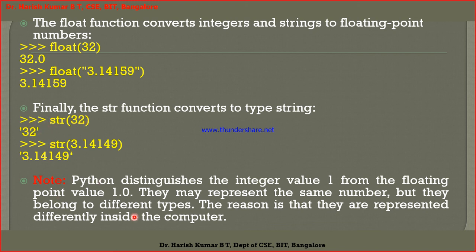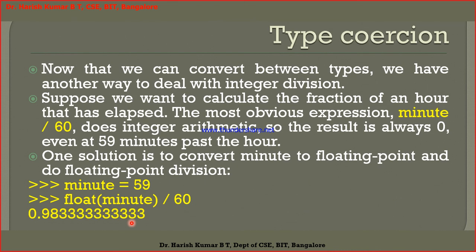Now this note is important. Python distinguishes the integer value 1 from the floating point value 1.0. They may represent the same number, but they belong to different types. When you give integer 1, it says it's an integer. When you give 1.0, it is a floating point value. The reason is that they are represented differently inside the computer. Next we have type coercion also.